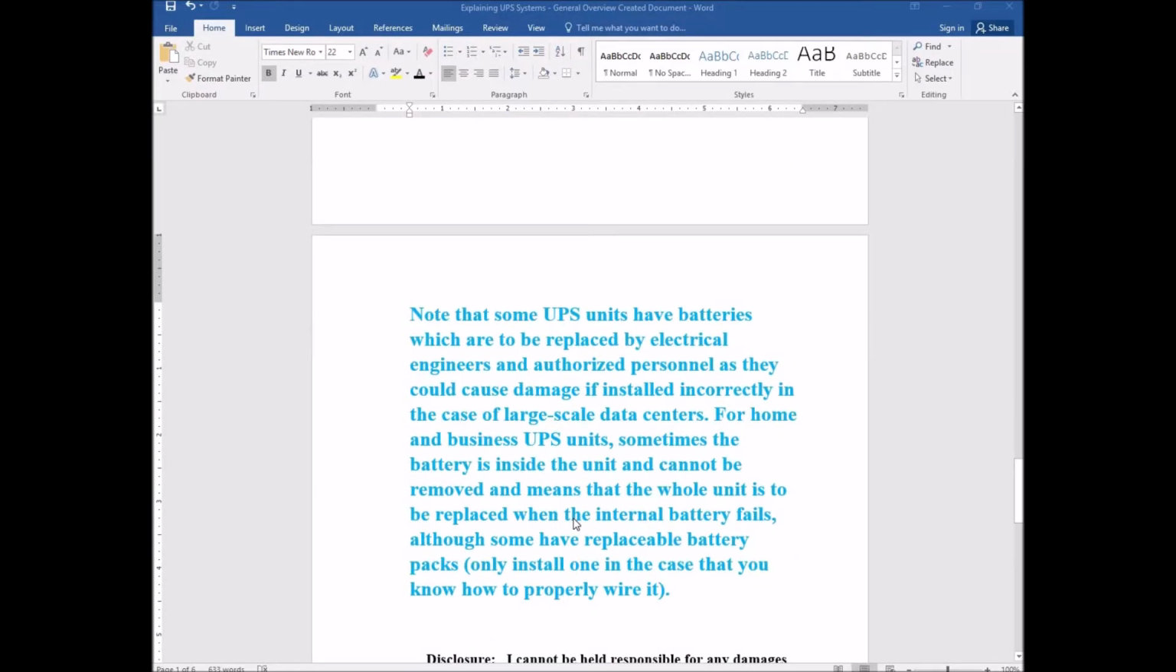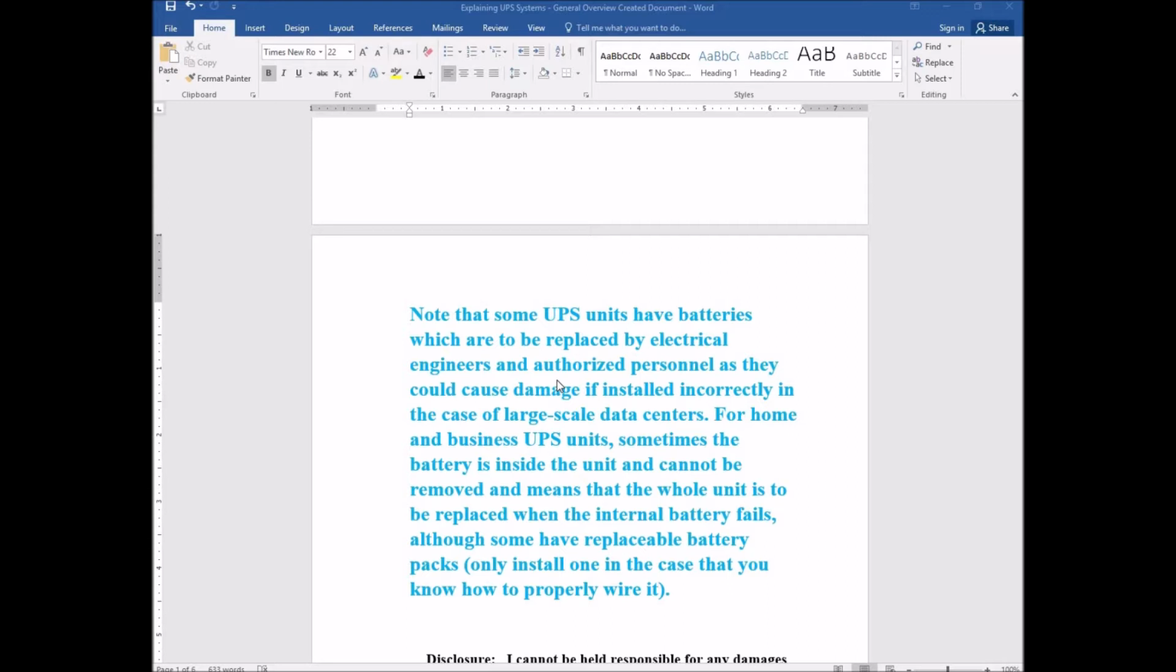Note that some UPS units have batteries which are able to be replaced by electrical engineers and authorized personnel, as they could cause damage to the UPS system or the connected devices if installed incorrectly. In the case of large-scale data centers, for home and business UPSs, sometimes the battery inside it is not able to be changed out at all. It means if the battery inside dies, you just have to get rid of the whole unit. Although for some of them, when the internal battery fails, you can just swap it out with another battery pack.